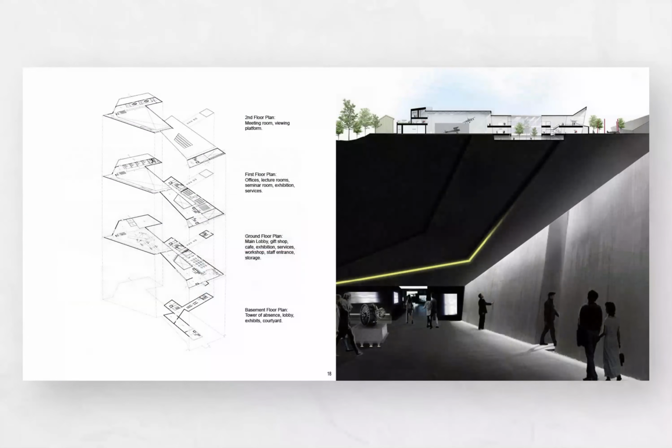The page after that is just an image of the perspective with the section on top of it, and then on the left is just an axonometric of all of the plans together.